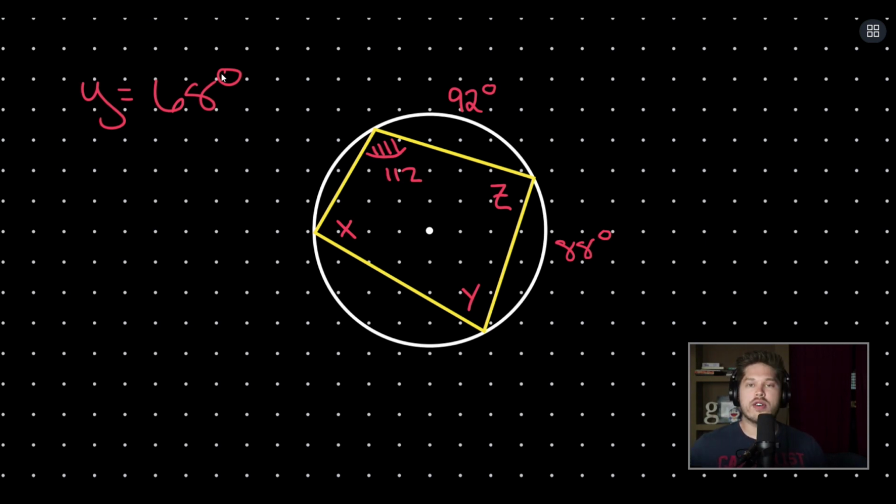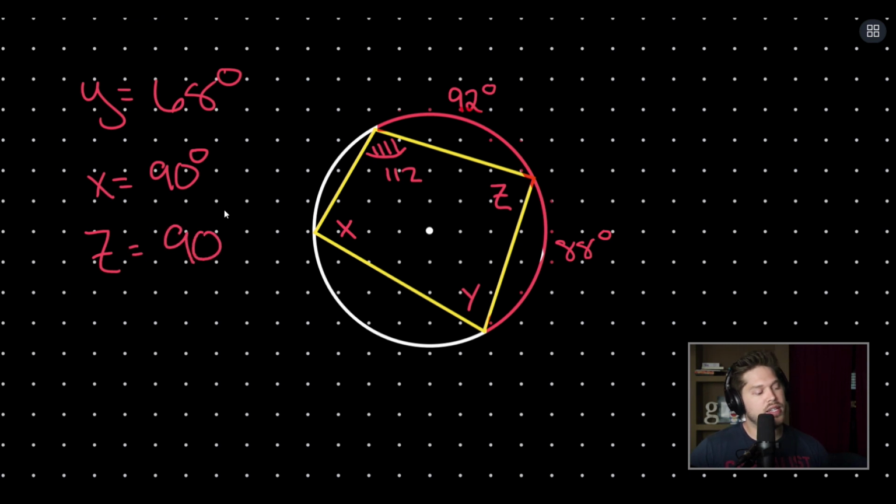Now, how could we find angle x and angle z? Well, I want you to notice that angle x is an inscribed angle for this full arc measure. And this full arc measure is given by 92 plus 88. And 92 plus 88 is 180 degrees. Therefore, x is half of 180. And so x will be equal to 90 degrees. And z is supplementary to angle x. And so z will also be 90 degrees. And there we have it.